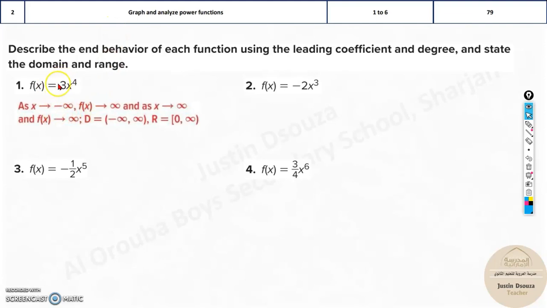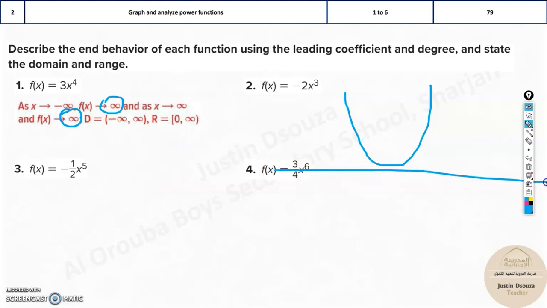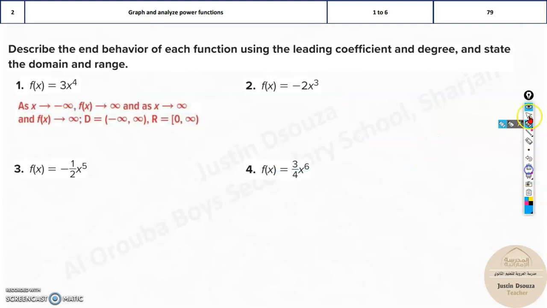Over here, this is again a parabola. So it's positive. If it's a positive parabola, it just opens upwards. So as x tends to minus infinity or plus infinity, f of x is always positive infinity. Whereas the domain is all real numbers, range is all numbers greater than or equal to 0. Why? Because it starts from here now. So 0 to positive infinity.